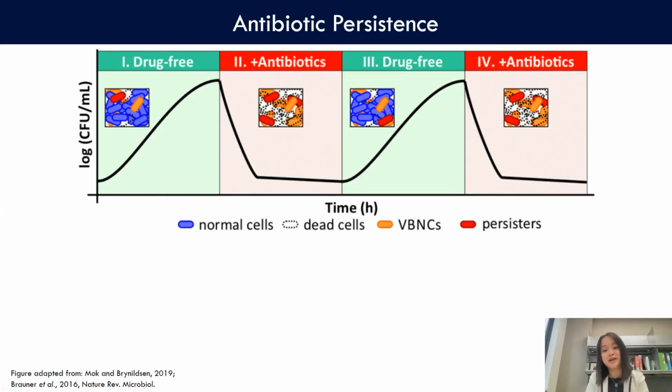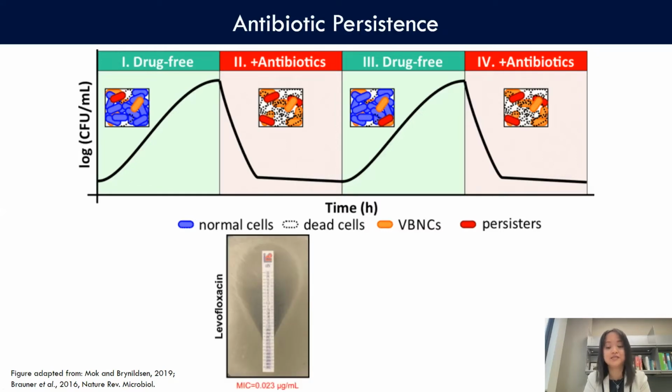So this is a cartoon depiction of persistence. In the lab, we certainly see persisters in a number of different bacterial species. So in my lab, we generally study persistence in E. coli, Pseudomonas aeruginosa, and also in Staphylococcus aureus, but persistence has been reported in a number of different bacterial pathogens. So if we take a population of E. coli that's susceptible to this antibiotic, which is a fluoroquinolone called levofloxacin, this population is susceptible to the drug, and the MIC is 0.023 micrograms per mil.